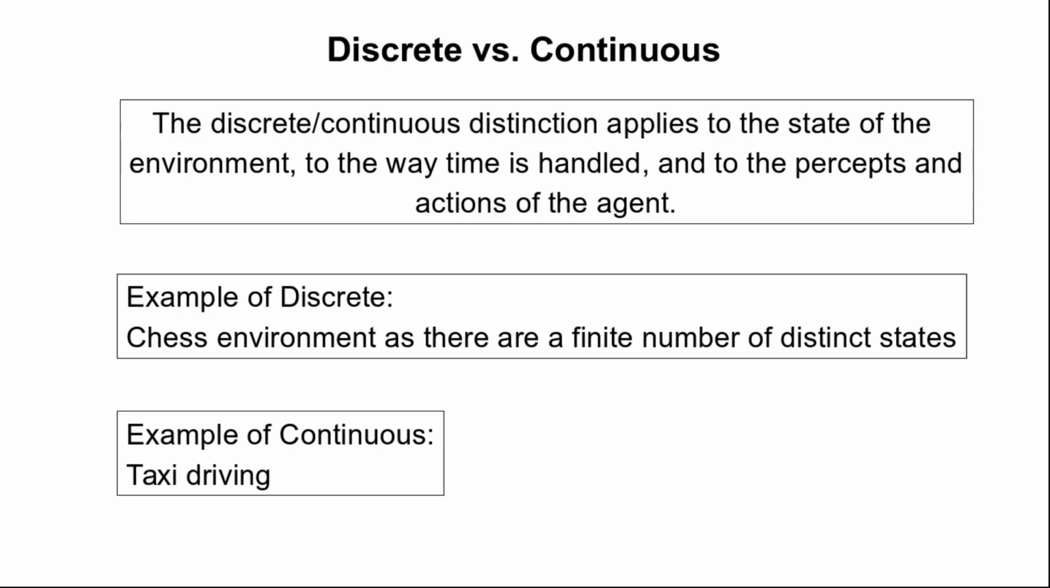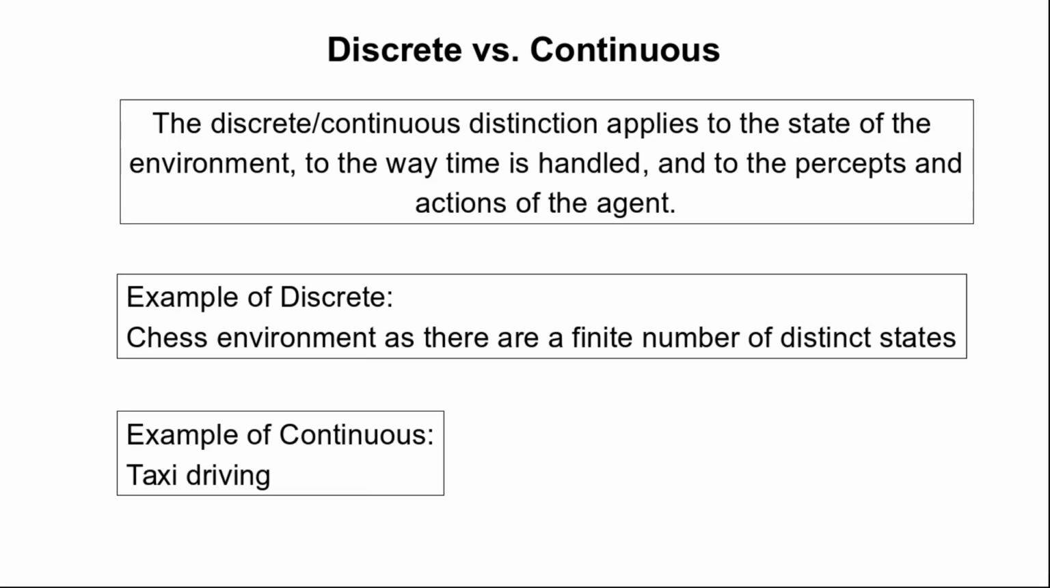In chess, the number of different states would be very large, but still it is a finite number, and hence it is a discrete environment. However, in case of taxi driving, if I consider my speed, the speed is a continuous value, and there can be infinite possibilities.